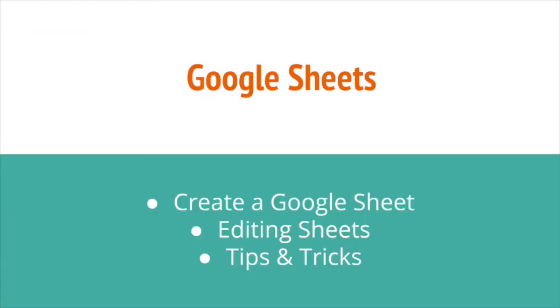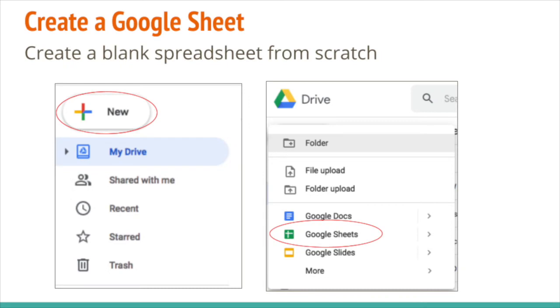Similarly, Google Sheets is Google's answer to Microsoft Excel and similar spreadsheet products. So we'll cover that pretty quickly, talk about creating a Google Sheet, editing, and then again, those tips and tricks. Creating a Google Sheet looks really similar to creating those other things we've made in Drive. Simply click on the New button at the top of the left-hand sidebar, and then select Google Sheets.